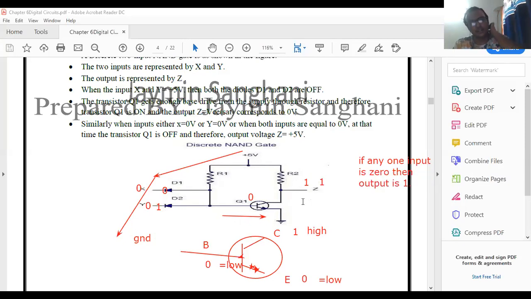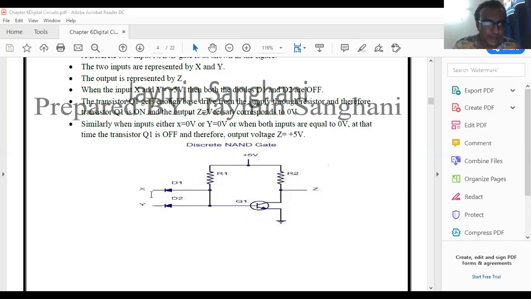But what is the interesting case? The last case is very, very interesting. See this. Here we apply 1, 1. Now see this, here we apply 1, 1, so the diode acts as reverse bias. Now the diode is not able to conduct the current. So here current flows, and here the input is 1. So at the emitter also the input is 1. But at the collector terminal the output is 0.